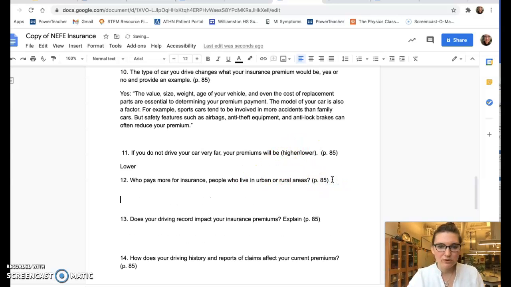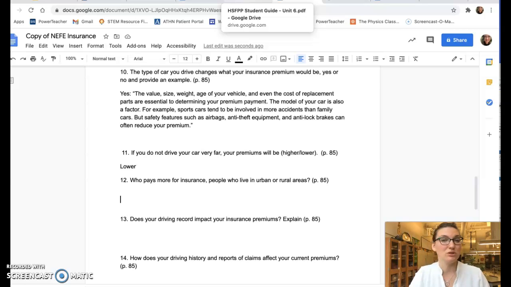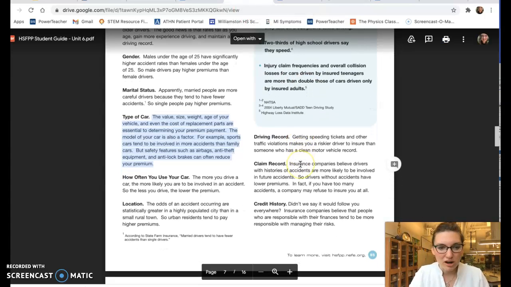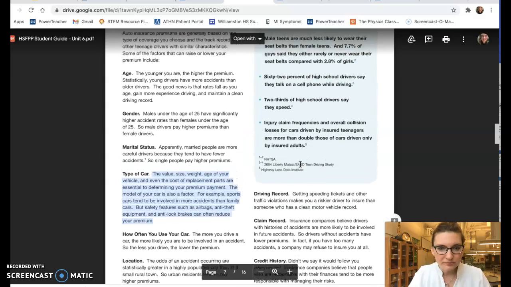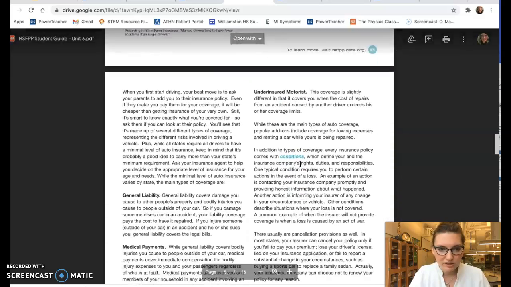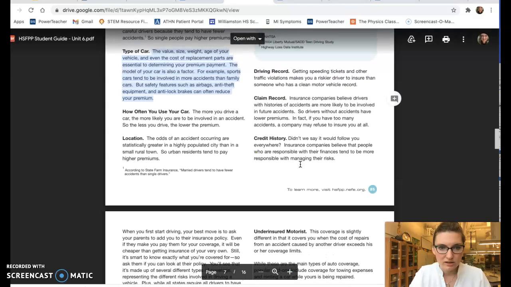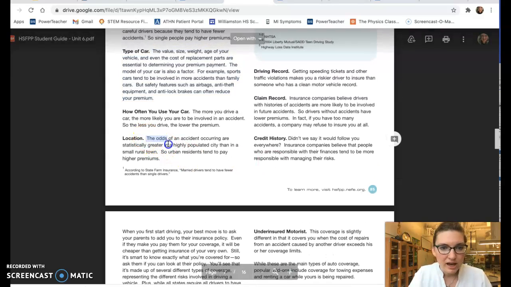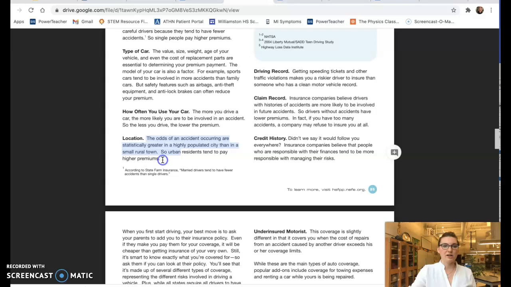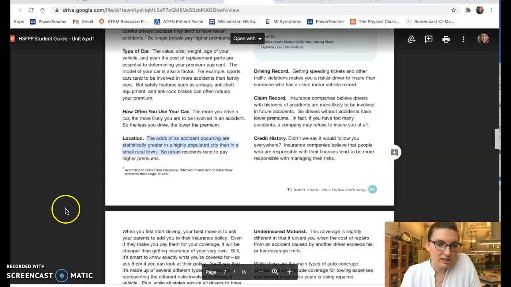So who pays more for insurance? People who live in urban or rural areas. It's going to be urban. Let me just double check that, but urban folks are more likely to be driving around. I mean, things are closer together, cars are closer together, there's more cars. Let's see. Location. Yep. The odds of an accident occurring are statistically greater in a highly populated city than a small rural town. Urban residents tend to pay higher premiums.